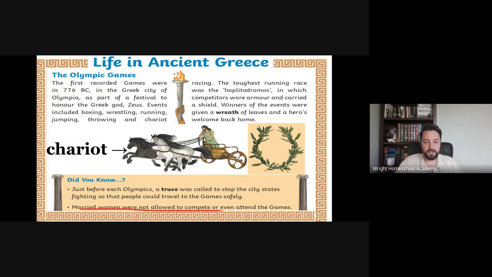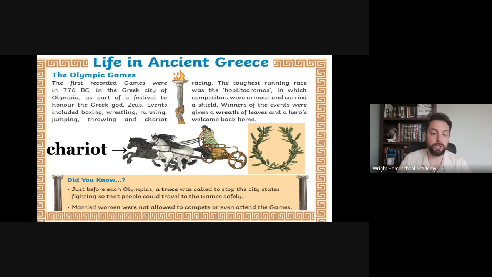Married women were not allowed to compete or even attend the games. And part of the reason for this is because, as mentioned in the video, many of the athletes, especially in the earlier gatherings of the games, competed in the nude. And this was because the ancient Greeks viewed the human body as something to be admired, adored, worshipped, and aspired to. So they wanted to showcase the perfect physical, athletic form and honor the gods who they believed created them that way, by performing these games.